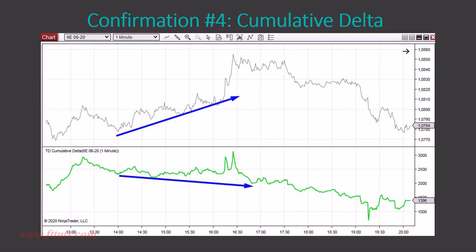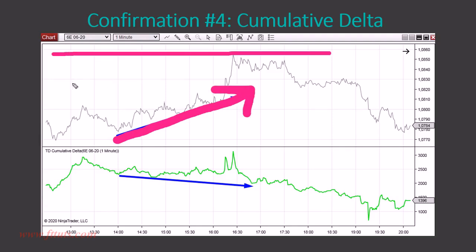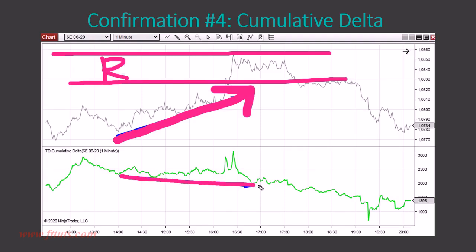Now this is the last example. Everything's pretty similar, right? Price going upwards. Imagine that there was a resistance somewhere in this area. Delta is going downwards. So sellers are entering their positions while the price rises. This is kind of weird, and eventually the price reacts and follows delta.